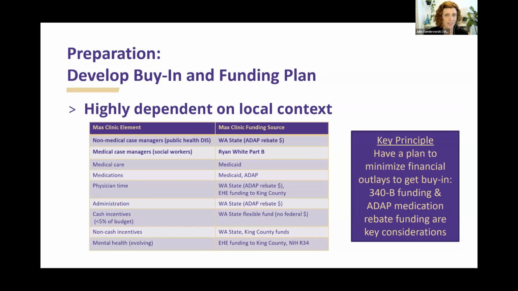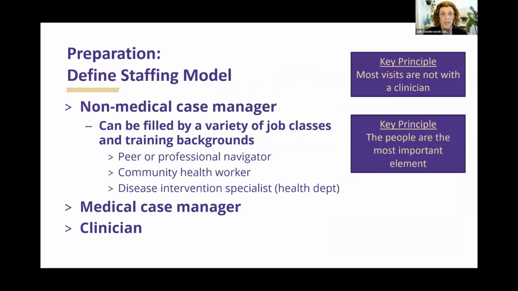So I want to be really clear, this is an expensive intervention. It is not cost saving, but thinking about how we can do this in the most financially responsible way, I think, is helpful for getting buy-in. And two key points to consider are 340B funding and ADAP medication rebates. We can talk more about that in the discussion for people who are interested, but those are crucial to making models like this sustainable. The staffing model, really important.